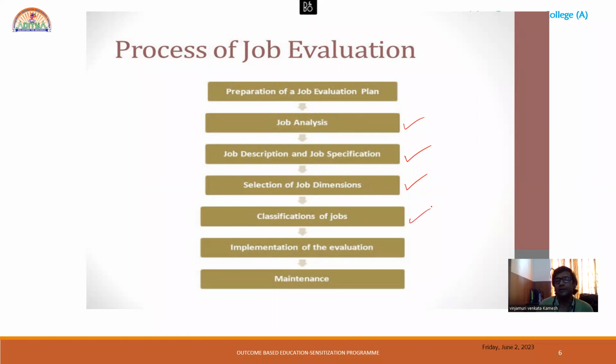And the classification of the jobs. Just now I told the manager level 1, or grade 1, grade 2, grade 3, like this. And implementation of the evaluation and maintenance. Here the implementation means whatever the salary structure or the wage structure you are going to implement. This is completely new. Let it be. So after implementation, you need to get the feedback from the organizational system. So maintenance.